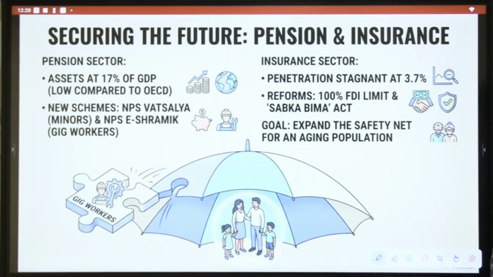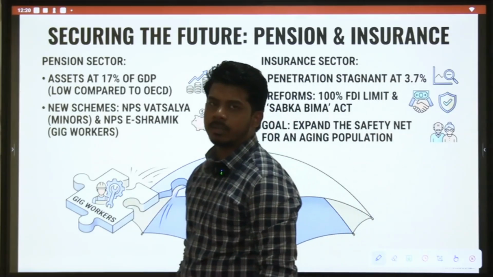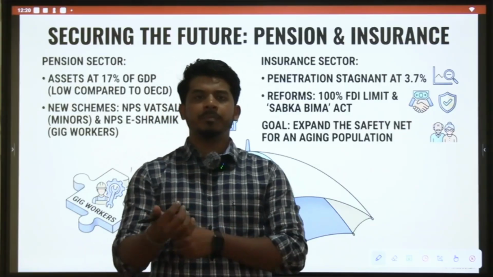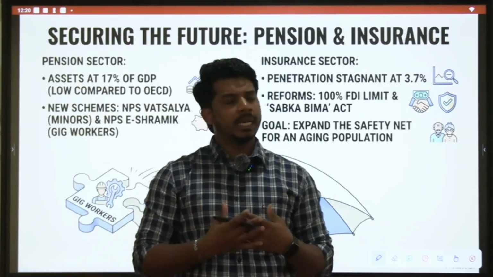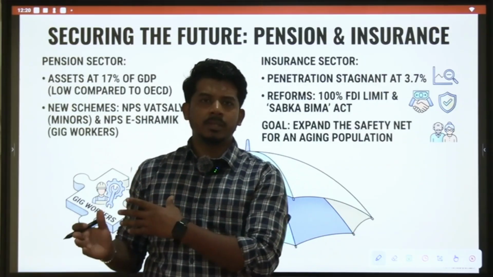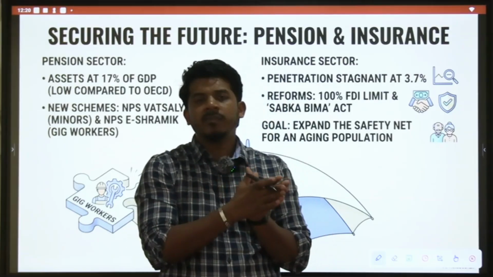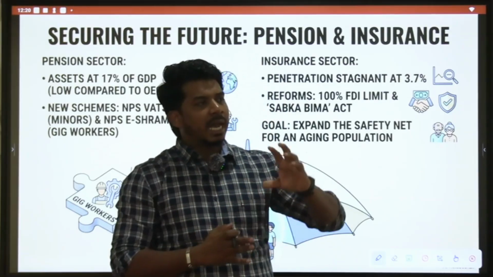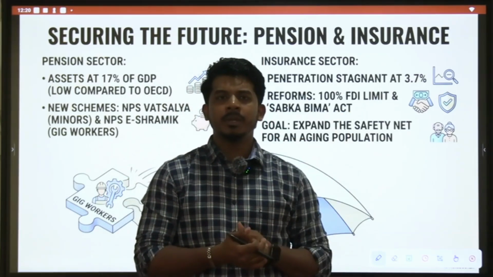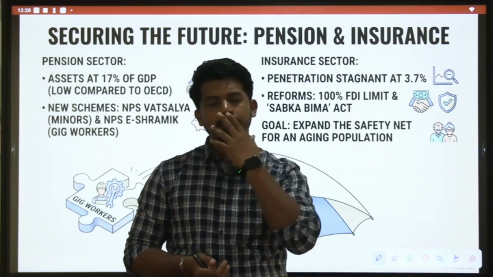Now, securing the future: pension and insurance. The pension sector and insurance sector are also part of the financial system. See what the pension system is. I am an employee, any kind of person working in private or government. I can work only till a certain age, which is usually seen as the 60-year retirement age. So after 60 years I need some financial security. So what will I do? I will save some money every year, so that in future I can get this as pension.